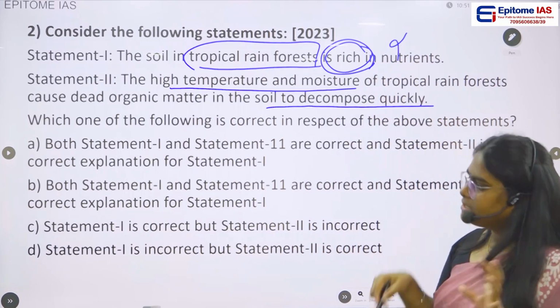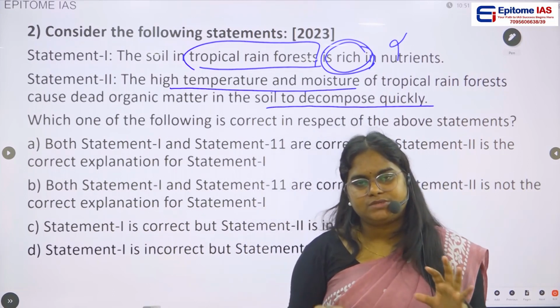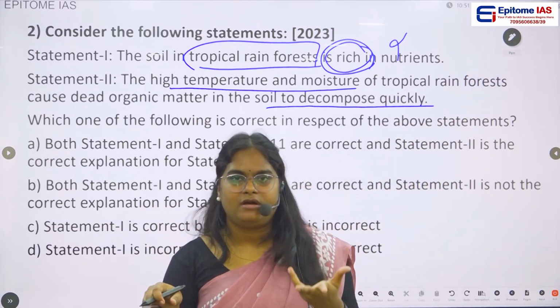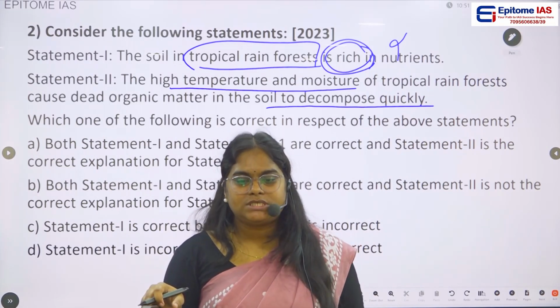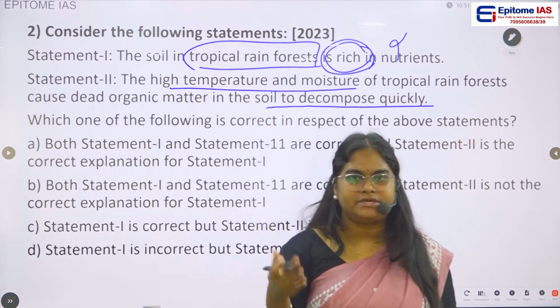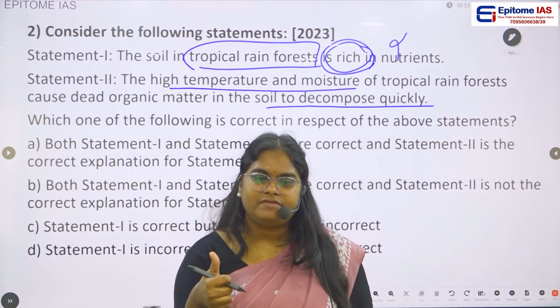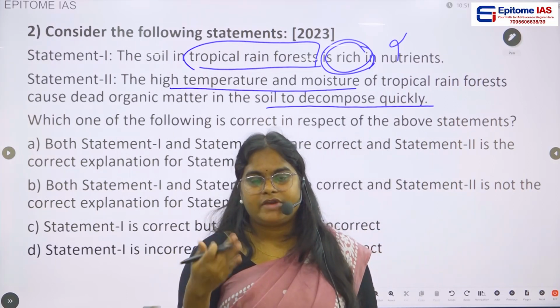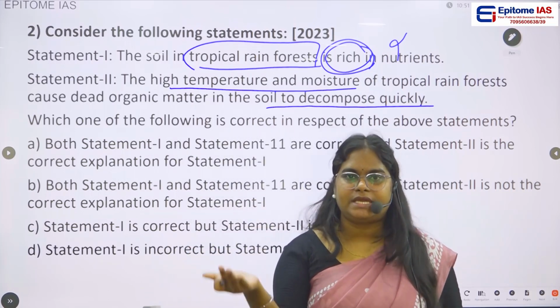So technically this statement is a wrong statement. Why? Because usually the soil present in the tropical rainforest is devoid of nutrients. They are poor in nutrients. Why? Because in the rainforest, because of the humid climate and heavy rain, the decomposition process will be very fast. So because of that, the nutrients don't stay in the soil.